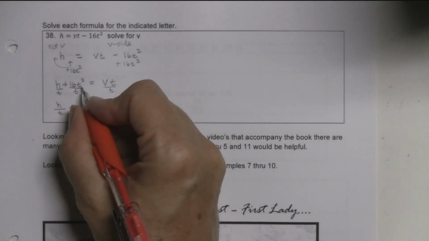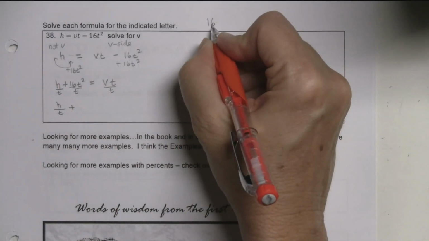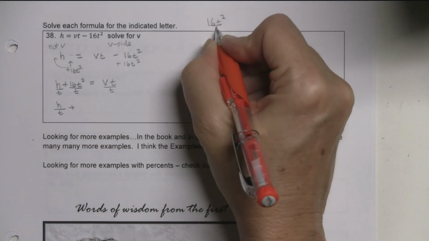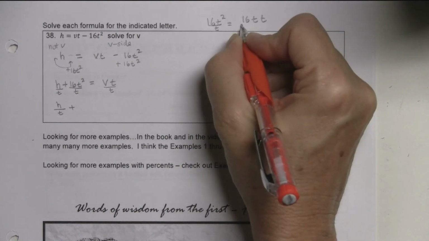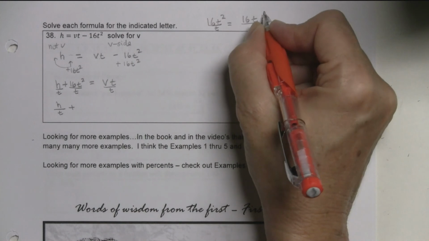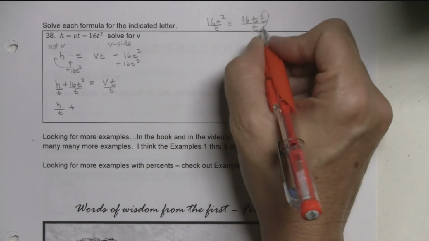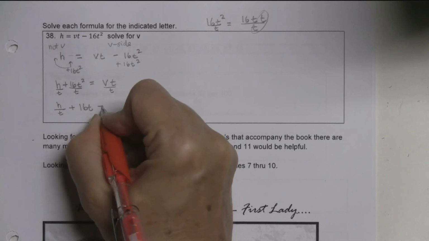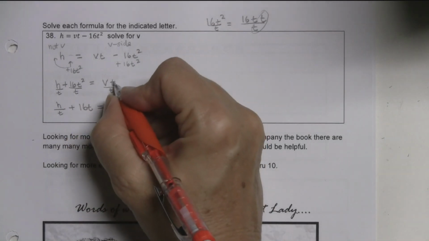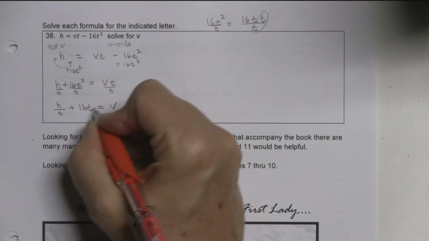plus, and then I just want you to look at that. That's 16t squared over t. Well, that's 16t times t over t, and you can divide out. t divided by t is 1, so it's just 16t. Equals, and then here t divided by t just leaves v.